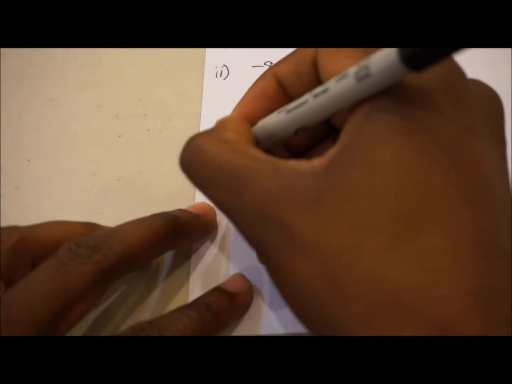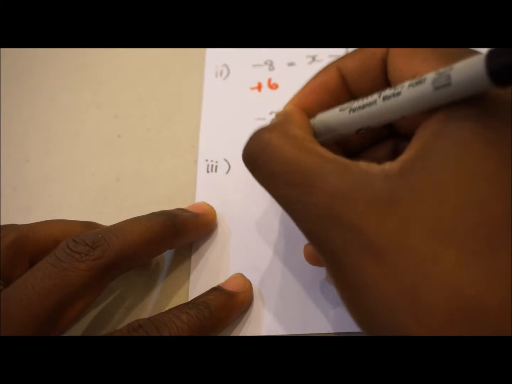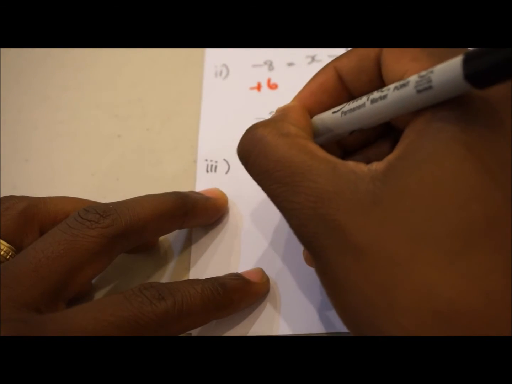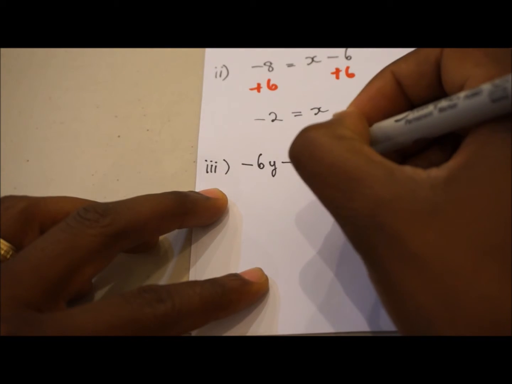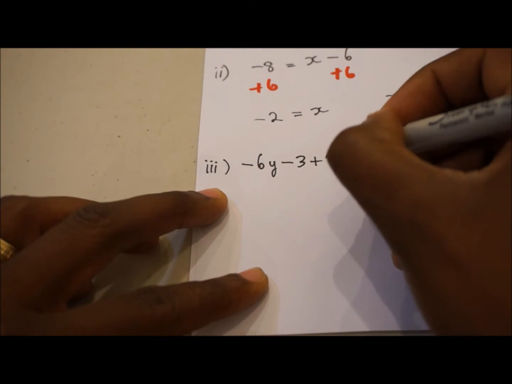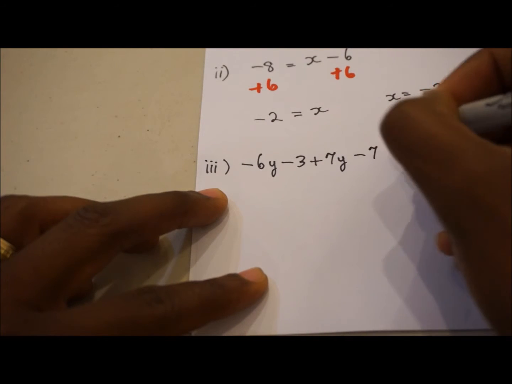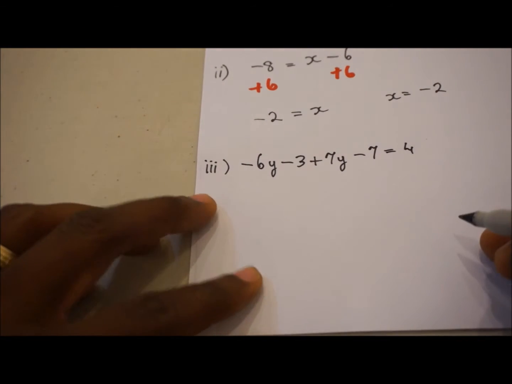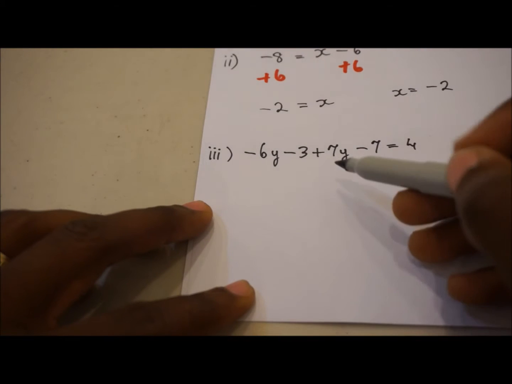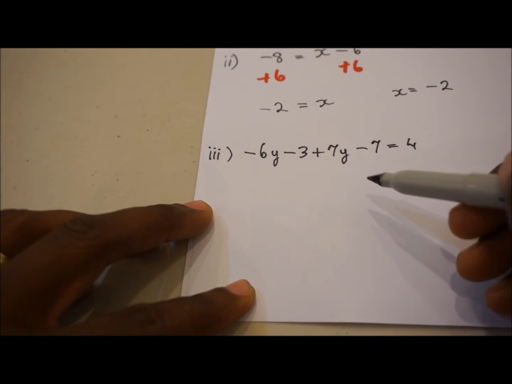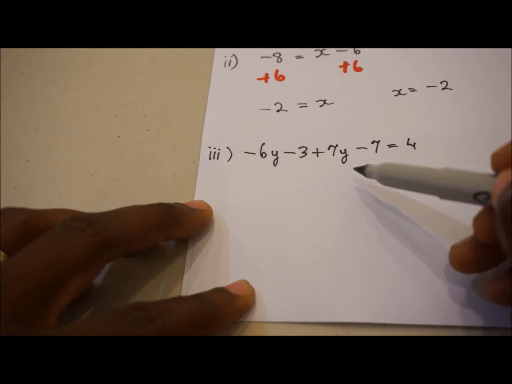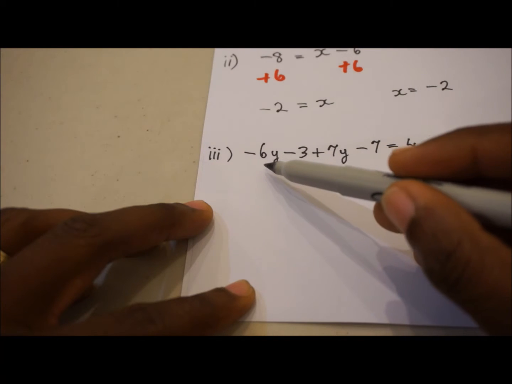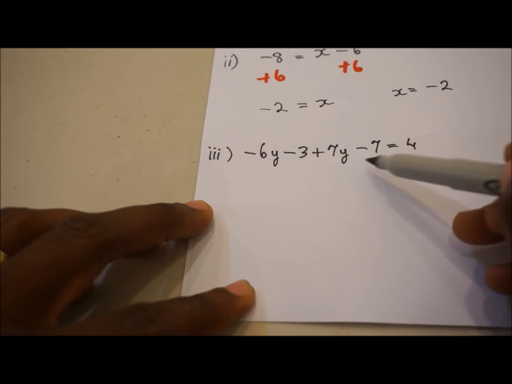Last but not least, third example. I am given negative 6y minus 3 plus 7y minus 7 is equal to 4. And the question asks me to solve for the variable y. First step, we have to use things that we have learned before. The best approach for this problem is to simplify the expression first.